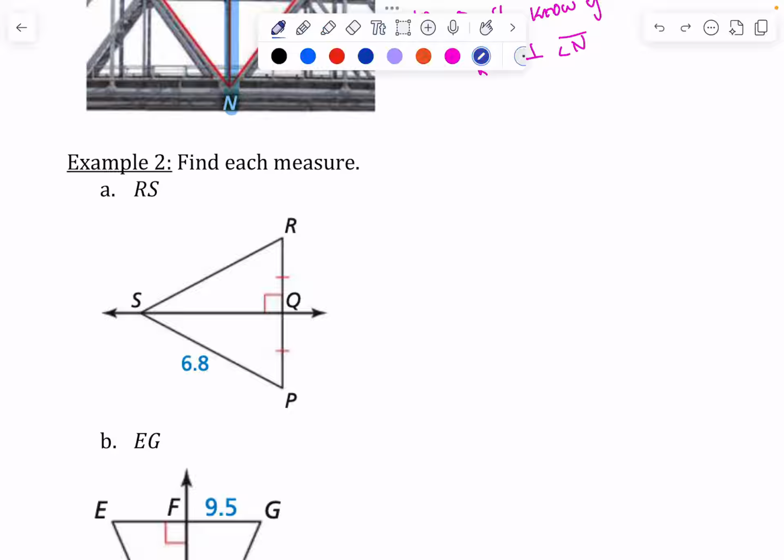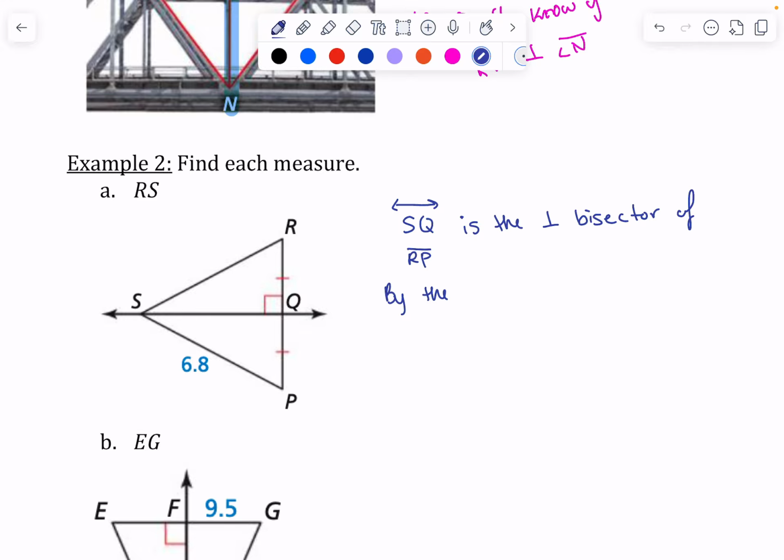So what we're allowed to conclude is that line SQ is the perpendicular bisector of RP. So by the perpendicular bisector theorem, if we know that this segment here is 6.8 units, then this segment here has to be 6.8 units as well. So by the perpendicular bisector theorem, we would say RS is equal to 6.8 units. Okay?